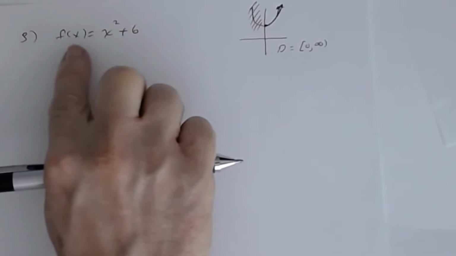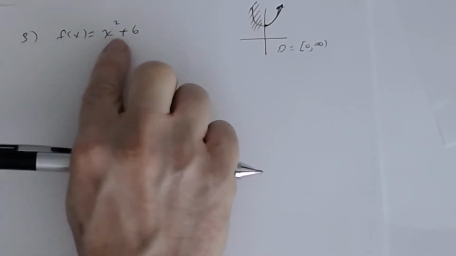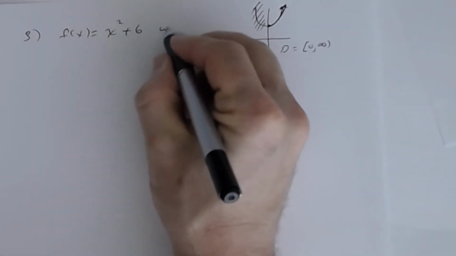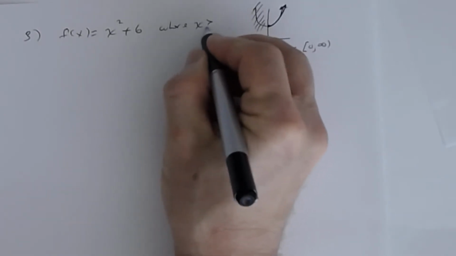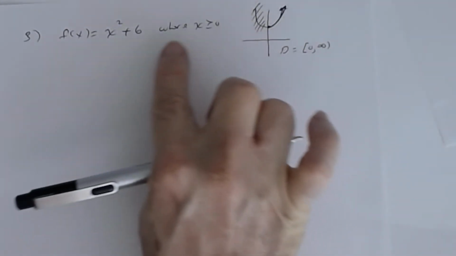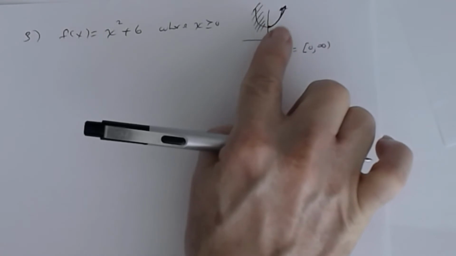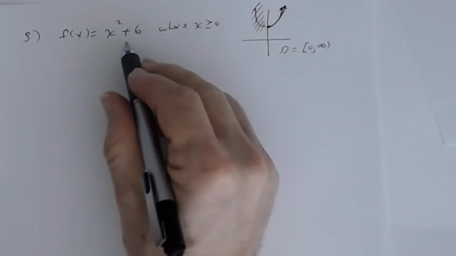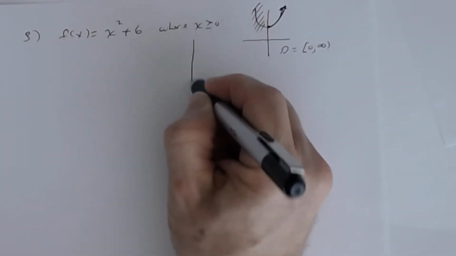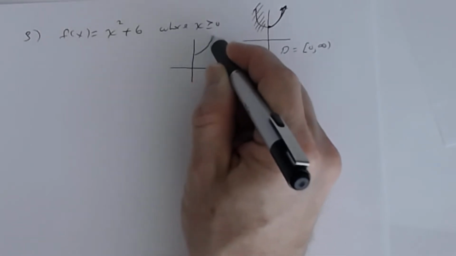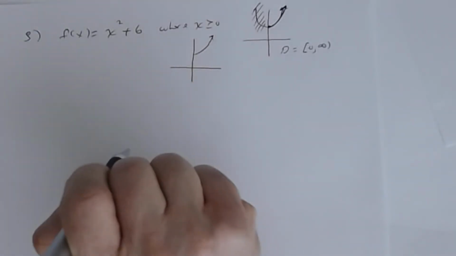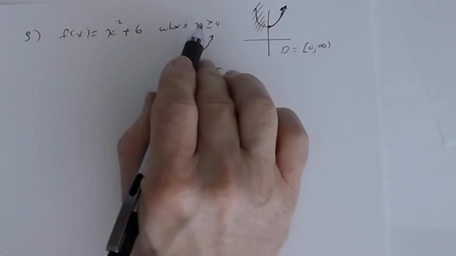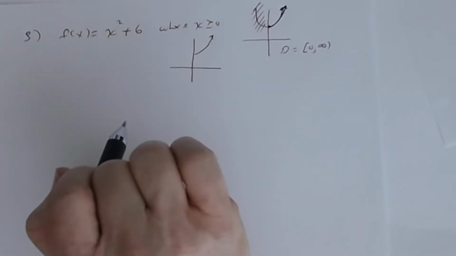So the directions will say something. The problem will say f of x equals x squared plus 6, where x is greater than or equal to 0. And that's what this is. So whenever you graph this, you only graph in this piece here. So the graph looks like this, just to let you know. And so that is a one-to-one function. So this, with the restriction, is a one-to-one function.